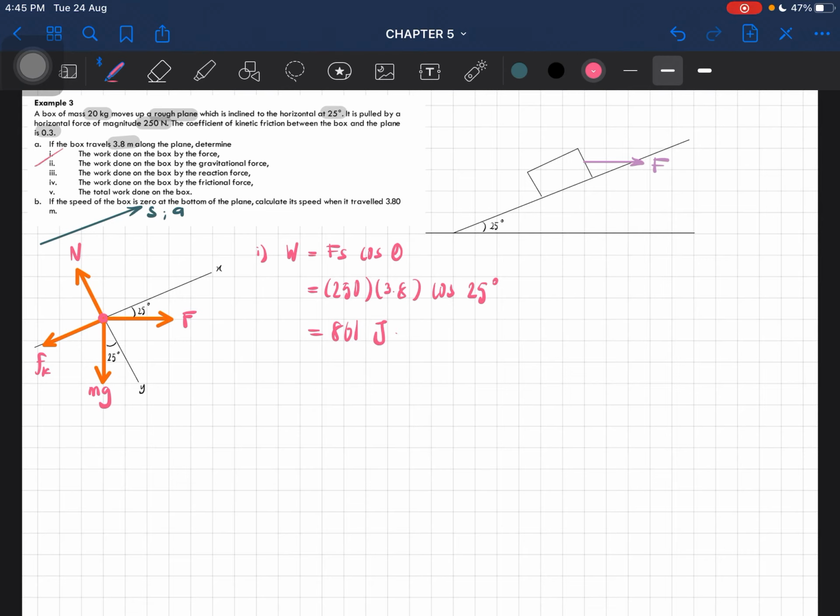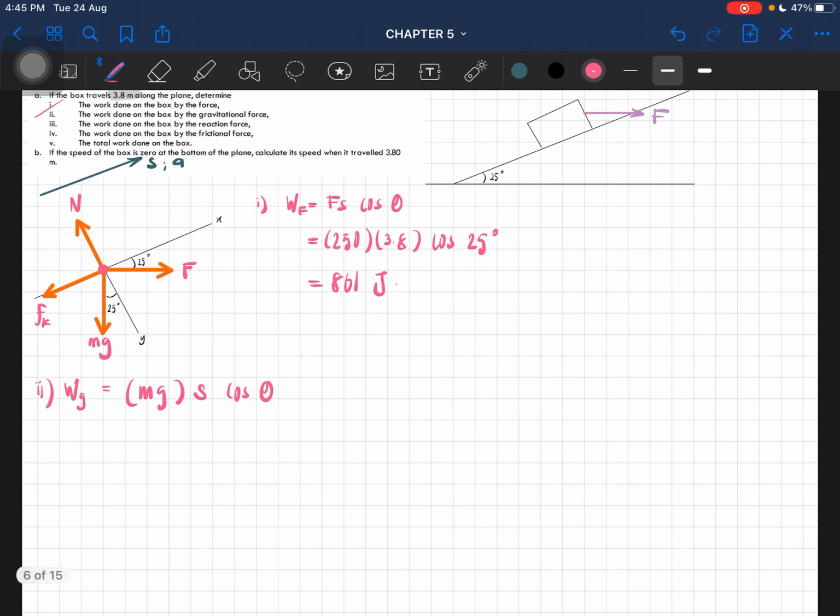Alright, we've done this. Now, work done on the box by the gravitational force. Let me just label this one as by the external force, and then they cari by the gravitational force. So I'll just put G lah. The gravitational force work is equal to mg displacement cos theta.